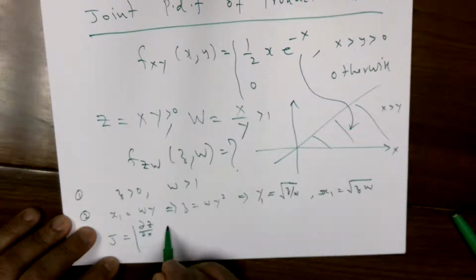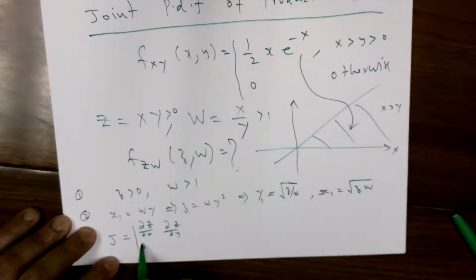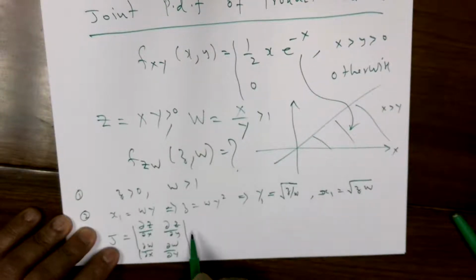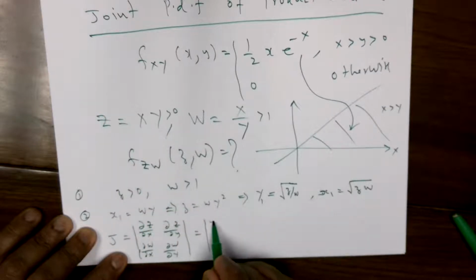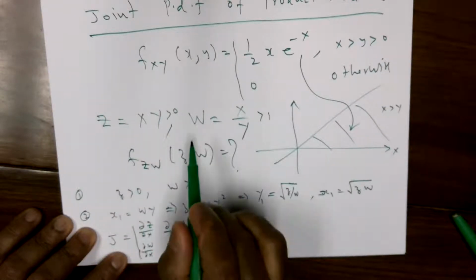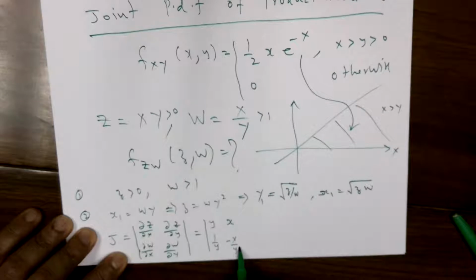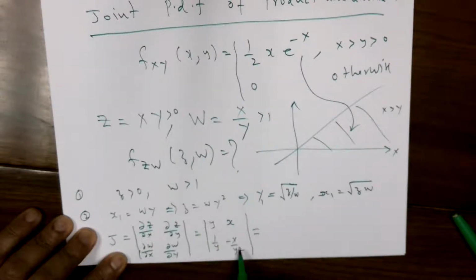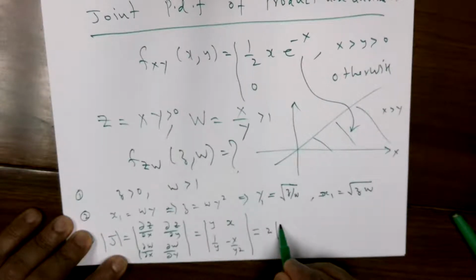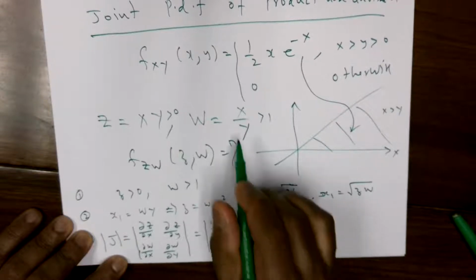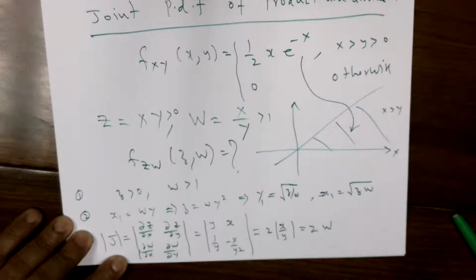Let's say dz by dx, dz by dy, dw by dx, dw by dy. So that's going to be here dz by dx is y, dz by dy is x, dw by dx is 1 over y, dw by dy is minus x over y squared. So if you do this, y cancels, so x over y minus 2x over y. So the absolute value of the Jacobian is 2 times x over y, but x over y is given to be w, so that's 2w, and w is positive, in fact it is greater than 1.